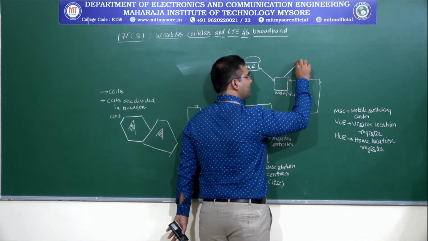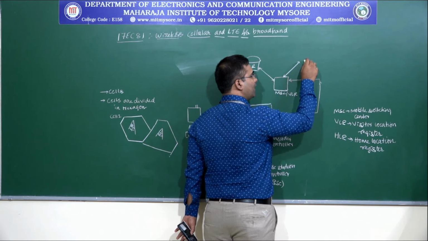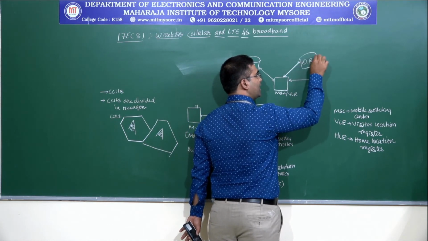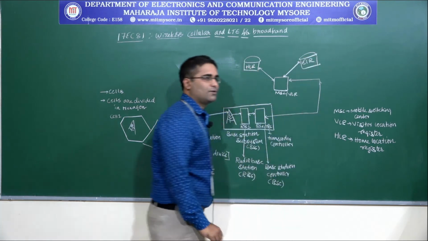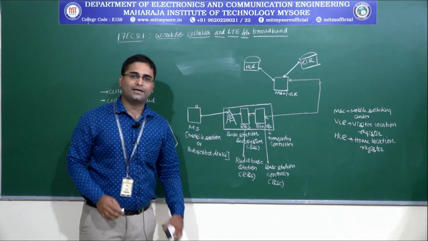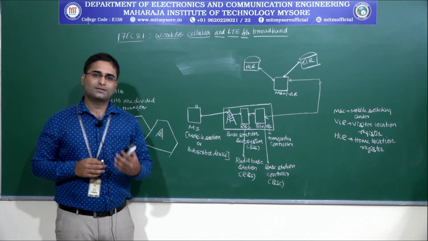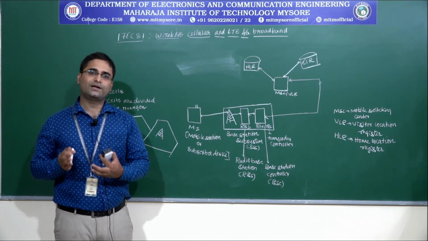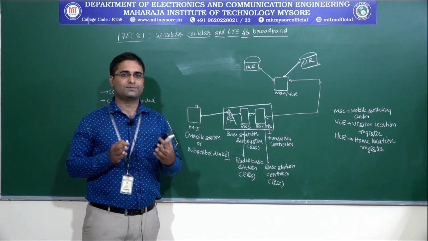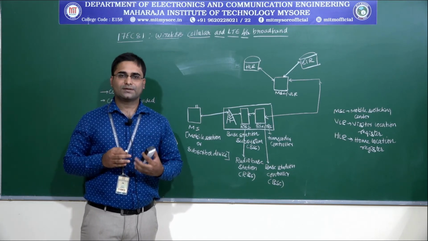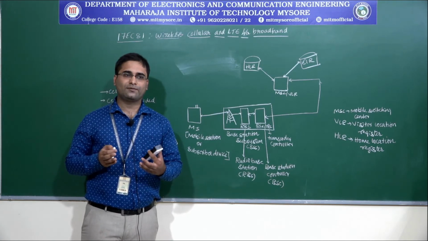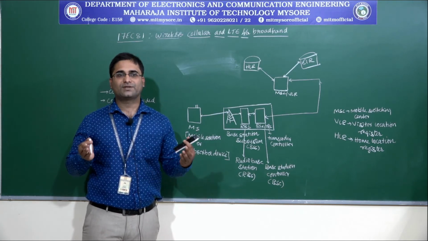And to this MSC, we do have another register which is called EIR. EIR stands for the Equipment Identity Register. What does this Equipment Identity Register mean? It provides a uniqueness between one mobile phone with respect to another mobile phone. Suppose let us take an example. You do have a specific mobile phone which is manufactured in a lot.